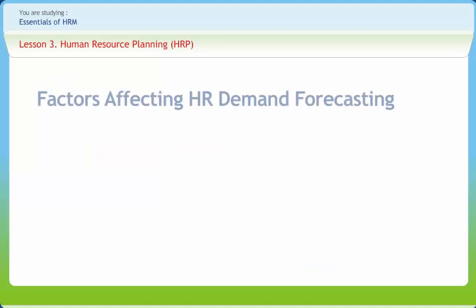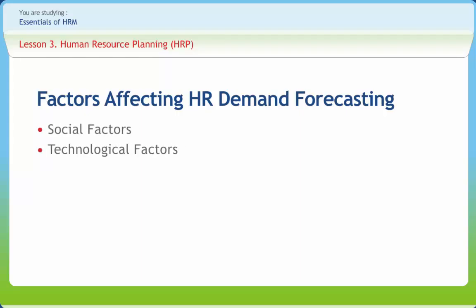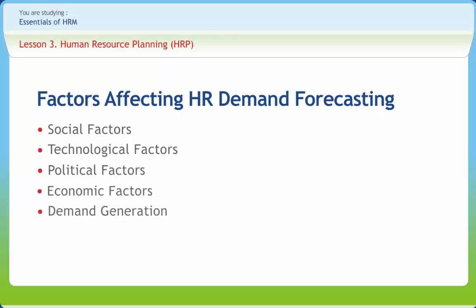estimates are made. There are several factors that affect HR demand forecasting. They are social pressures like societal needs and sentiments, rapid changes in technology, unforeseen political changes that have an effect on business plans, economic reforms or recessions in the economy, factors that lead to creation of employee demand like business expansion, new product launch, etc., growth in business, and attrition rate or trends in employee turnover.